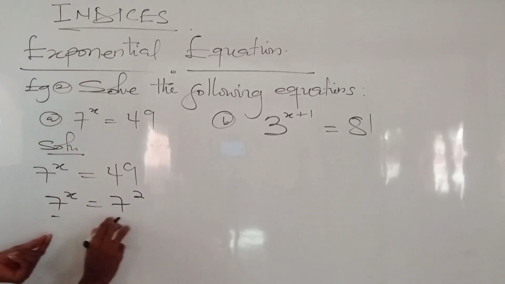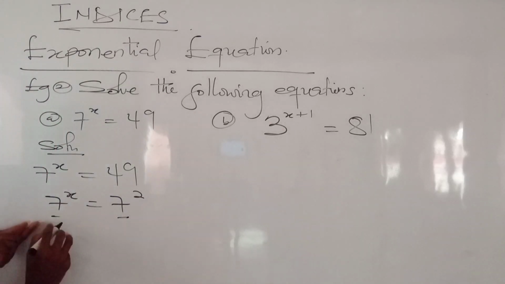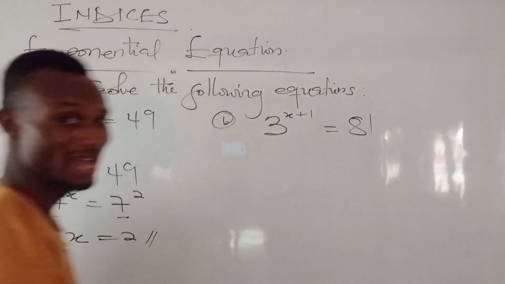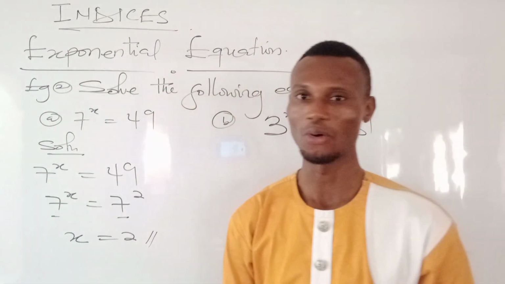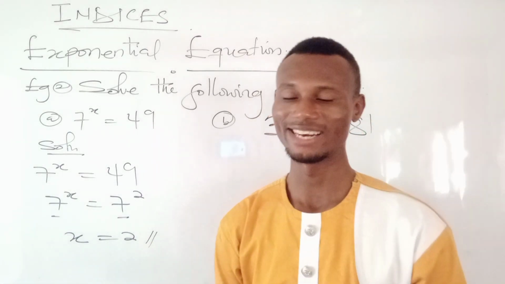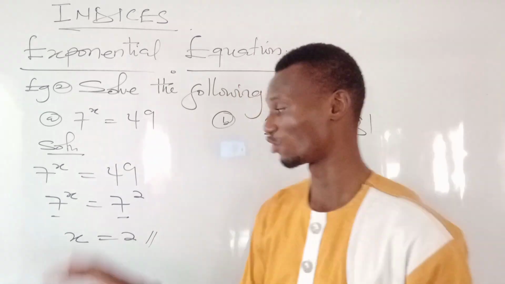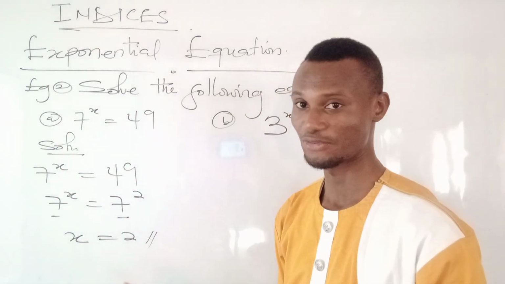Now that we have the same base, the law says that we can equate the powers. So it means my s equals 2, and this is my answer for solving the exponential equation that I have on the board. I hope the explanation is clear enough and you understand it. All that we needed to do is to make sure that they have the same base, then we equate the powers. Nothing difficult about it.